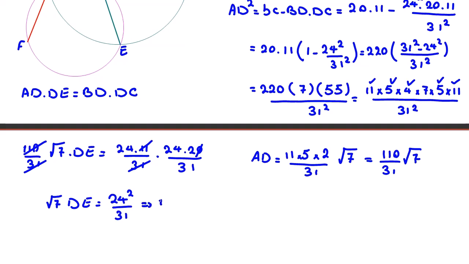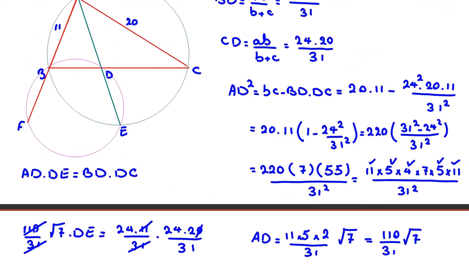And so we can conclude DE equals 24 squared over 7. When we divide both sides by root 7, we multiply both numerator and denominator by root 7. It will be root 7 over 31 times 7.